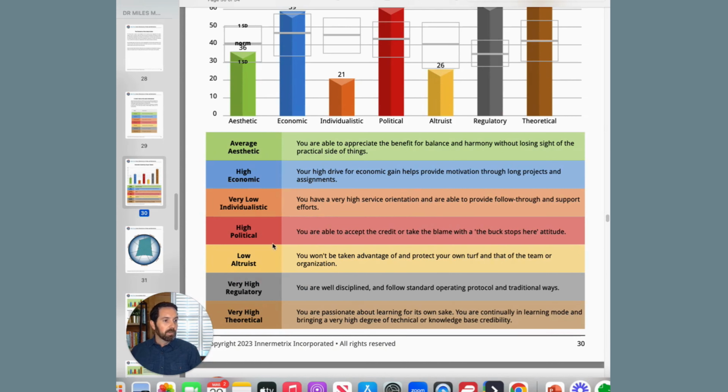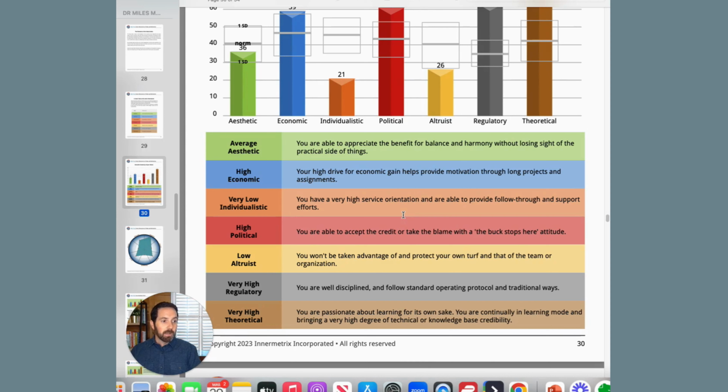This person was very low individualistic, so they have a very high service orientation, able to provide follow-through and support efforts. So individualistic are great people that come in, get the ball rolling, can take care of things, but the lower individualistic you are, the more support you're providing. High political, so you're able to take the blame, but also the credit. If you're average political, kind of the same thing, but if you're very high political, you're going to want some credit, right? And you're going to want to make sure that things run through you.